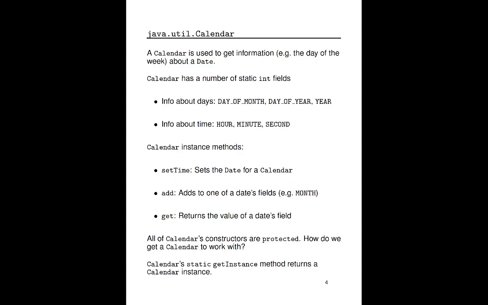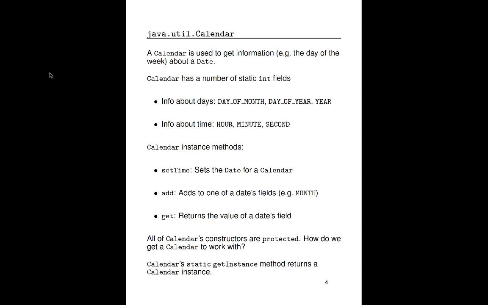So while a java.util.Date represents that point in time, a java.util.Calendar provides information about that date. So things like the day of the week or what year it is. The calendar class has a number of static fields that are ints that represent various attributes of a calendar, such as the day of the month, the year, and then the hour, minute, and second of the time. Now, admittedly, this API is a little bit old. If we were doing this now, we would use enumerated types to represent these things instead of ints.